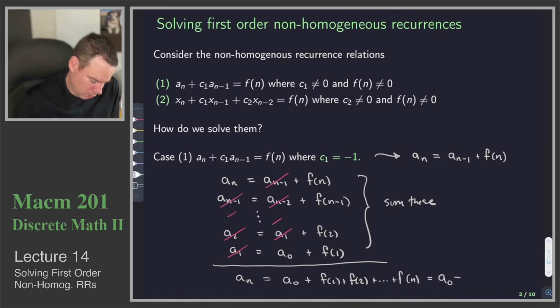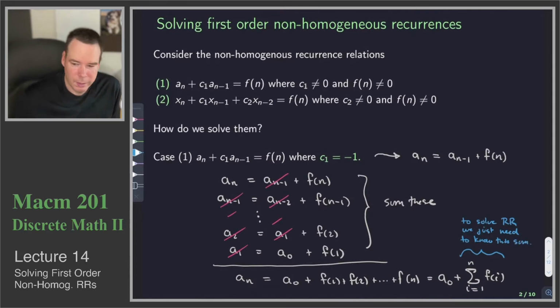Or shorthand, we can use summation notation, which is the sum from i equals 1 to n of f of i. And so what that means is, in order to solve the recurrence relation, we just need to figure out what this sum is. So to solve the recurrence relation, we just need to know this sum. And it turns out we actually do know quite a few sums that we could work out the closed forms for. And we'll review those over this lecture.